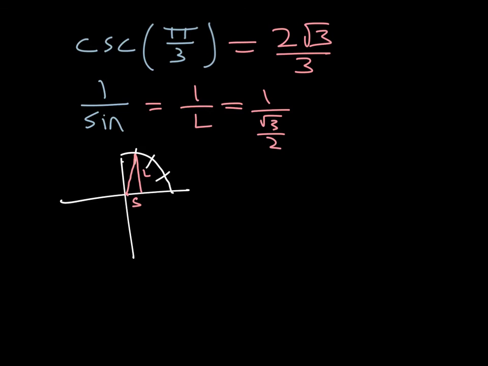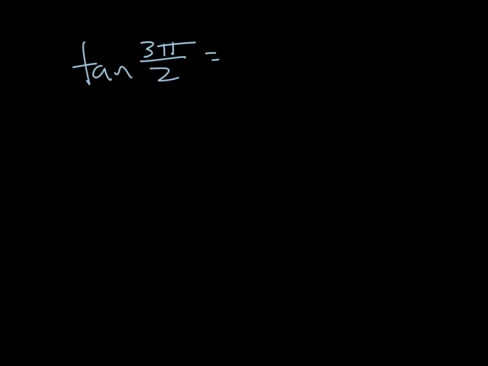And I've got one more example. Tangent 3 pi over 2. Remember, go back and pause or rewind if you need to, if I went too fast on anything. So tangent 3 pi over 2. Okay, it's tangent, so I'm thinking y over x. If that helps, write it down. Y over x.